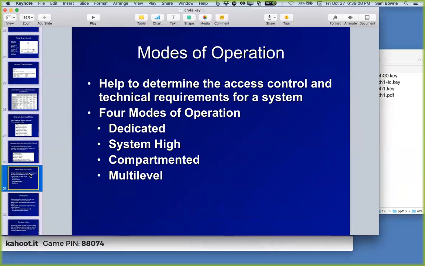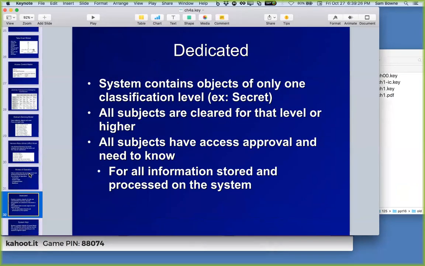So these are the 4 modes of operation for mandatory access control environments. The simplest and oldest is the dedicated model, where you have to have separate hardware for every level, and nobody is allowed to touch the secret hardware except people that are cleared for secret, and so on with top secret and classified. This is easy to understand, but it's kind of expensive and inconvenient.